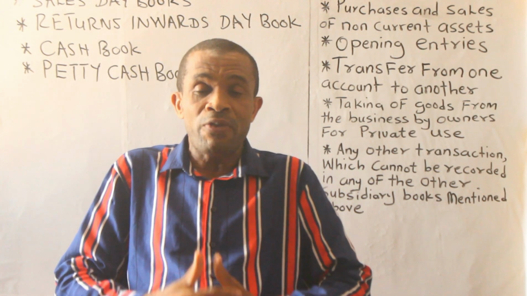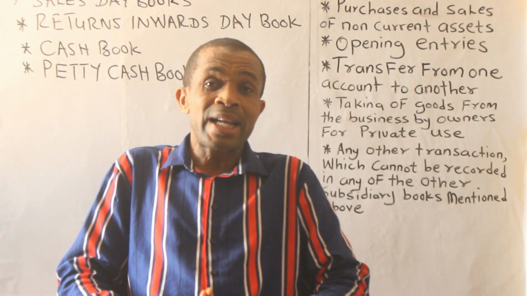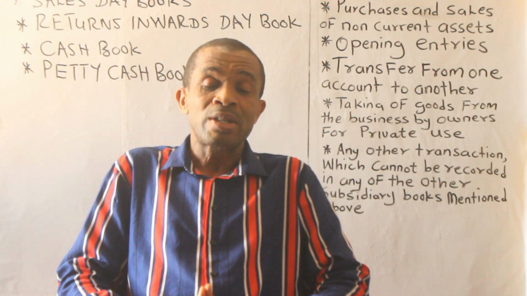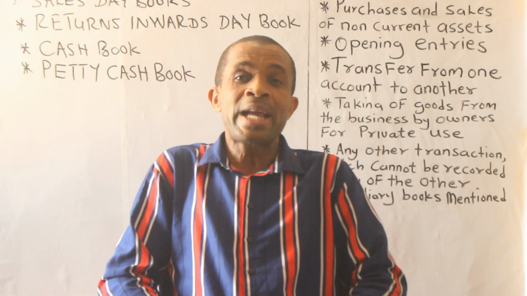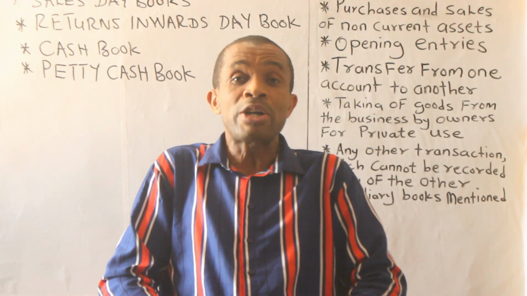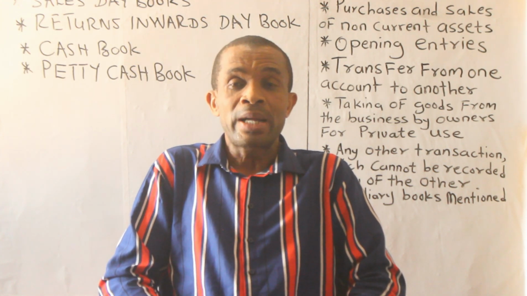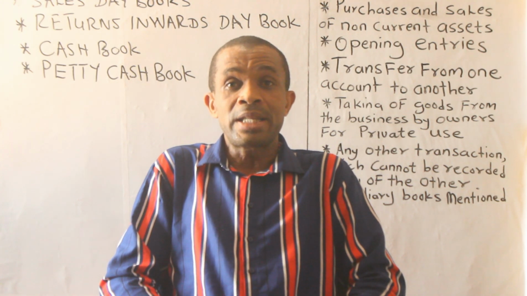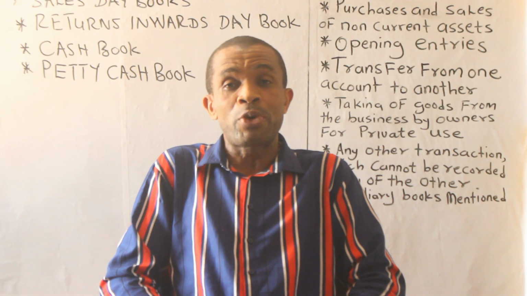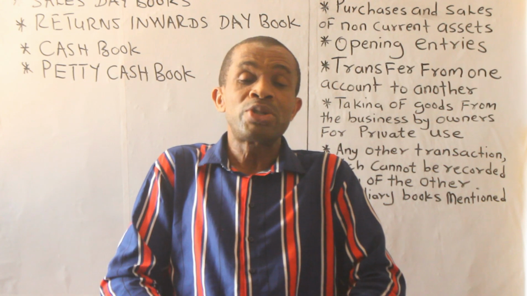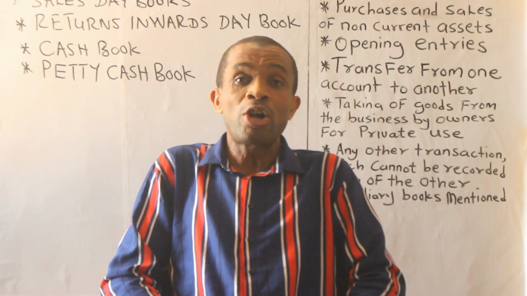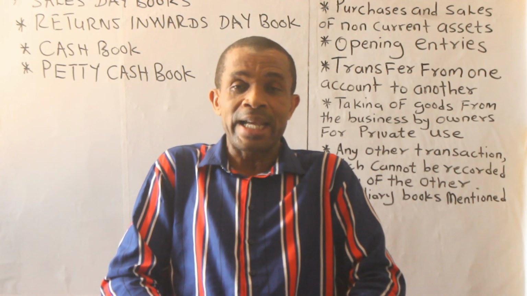In the context of our treatment, we are going to be looking at how credit transactions can be summarized using these books. After the treatment of these four journals, we are going to be looking at the journal proper, which can also be called the general journal. In dealing with the general journals or the journal proper, we are going to look at their uses. Of course, they are used in recording transactions that cannot be recorded in the other subsidiary books, as mentioned earlier.